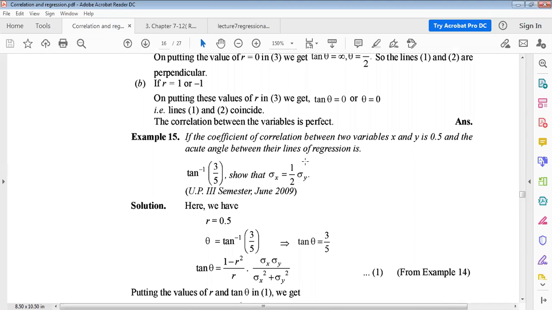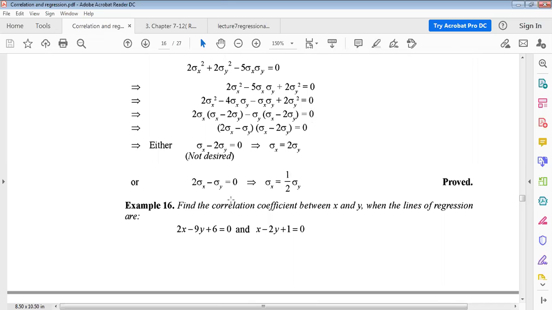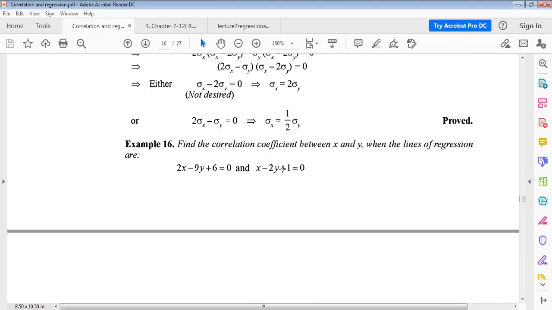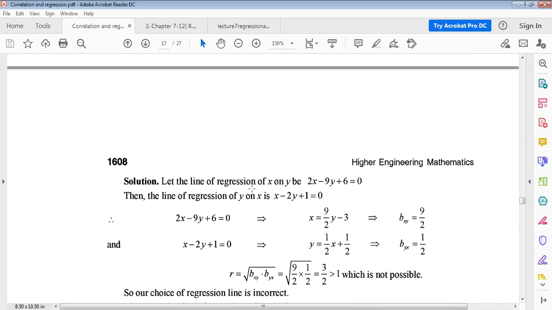So we have shown this. We had to show this, and this is the acceptable condition. Now find the correlation coefficient between x and y when the lines of regression are these. These two lines are given. Then you have to find out the correlation coefficient.